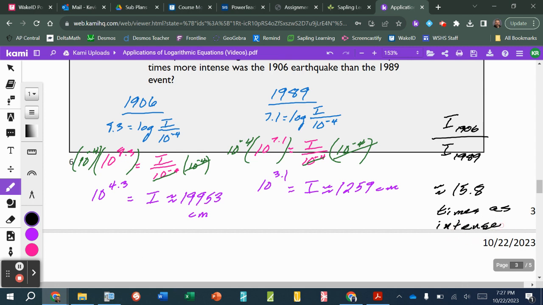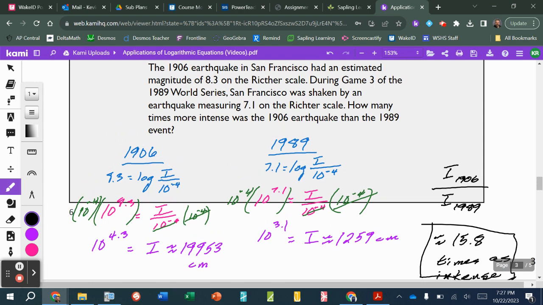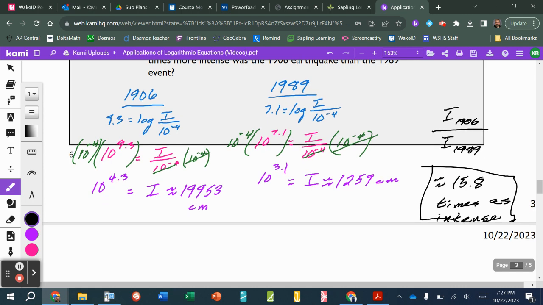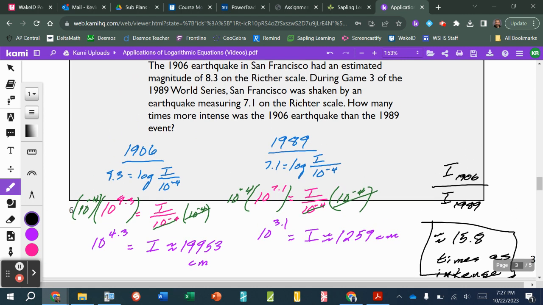Now, in your practice for this, you're going to have a problem that's very similar to this one, just to practice the process. But there's also going to be a challenge problem that I would like everybody to try, where it's going to give you the Richter scale measurement for one earthquake and tell you that the second earthquake was so many times more intense than it. And it's going to ask you to find the approximate magnitude of that second earthquake. I would like everybody to try it, and we'll go over it in class once you've had a chance to try it. But that's it for the Richter scale.